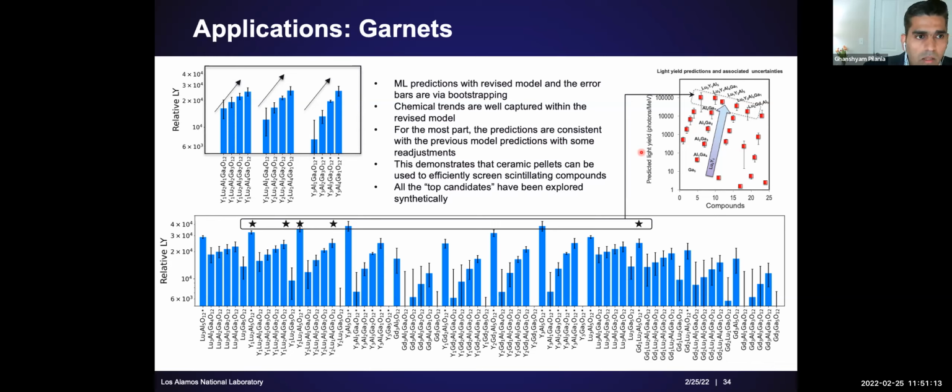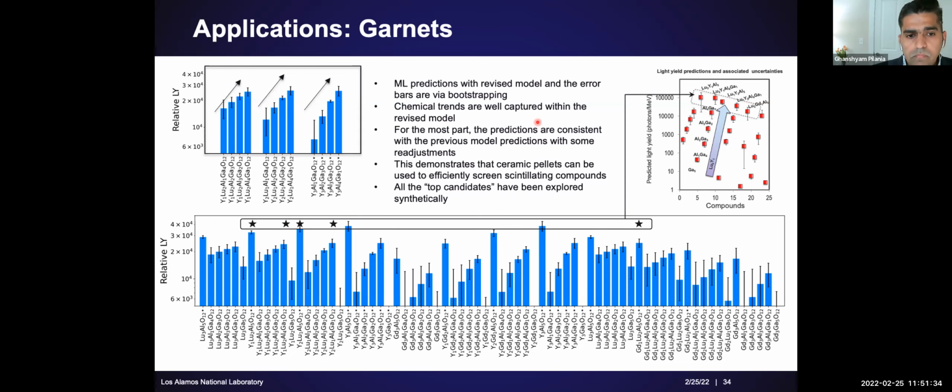And our best candidate, the Y2LuAG, that came out as a high light yield compound in the ceramic pellets, has since been synthesized as a single crystal. It still looks very promising and is currently being developed for mission relevant applications.